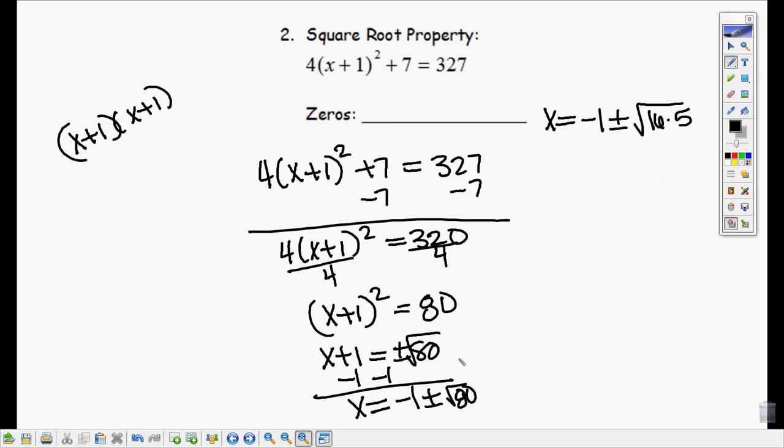Okay, so then I have negative 1 plus or minus the square root of 16, which is 4, and I have 4 square roots of 5. So that's what I'm going to write on my answer line: negative 1 plus or minus 4 square roots of 5.